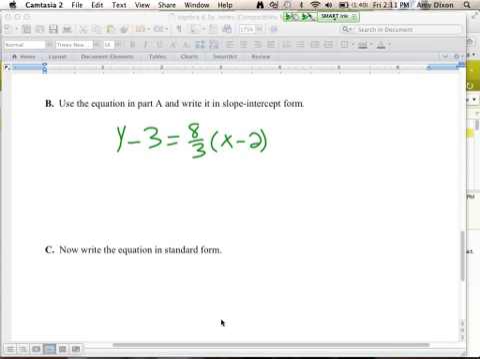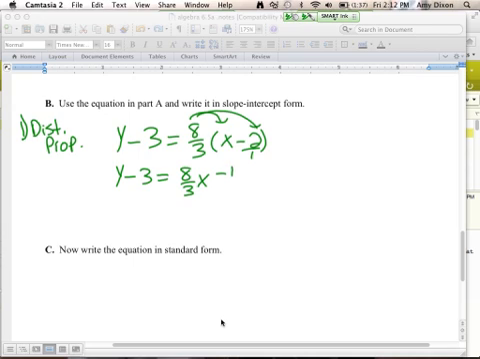In order to do that, we have to solve for y. And the first step is going to be to use the distributive property. So we're going to take 8/3 and distribute it to both of these. So we're going to get y minus 3 equals 8/3 x. We're going to do 8/3 times negative 2 over 1. We're multiplying fractions here. That gives us negative 16 over 3. You multiply the numerators, multiply the denominators. That's the first step.